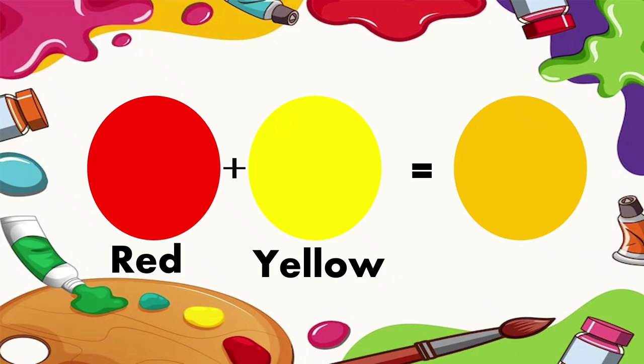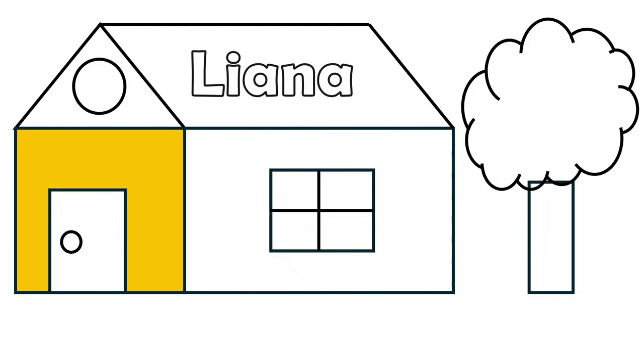Wow, I got a new color. But, what is the name of this color? It's orange. Let's paint orange color in my drawing. Wow, it looks great. Let's try another color.